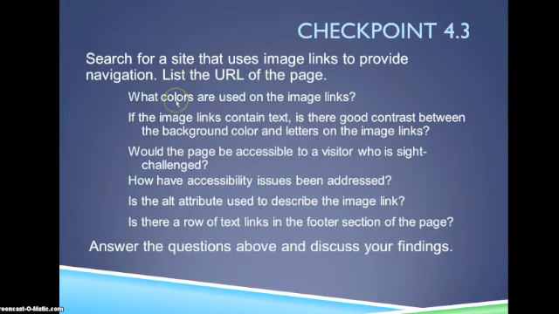You should be able to see what colors they used. If the image links contain text, is there good contrast between the background color and the text and the letters on the image links? Would the web page be accessible to a visitor who is sight challenged? How have accessibility issues been addressed? Is the alt attribute used to describe the image link? Is there a row of text links in the footer section of the page? You should be able to answer your findings here, but we're not going to discuss them.